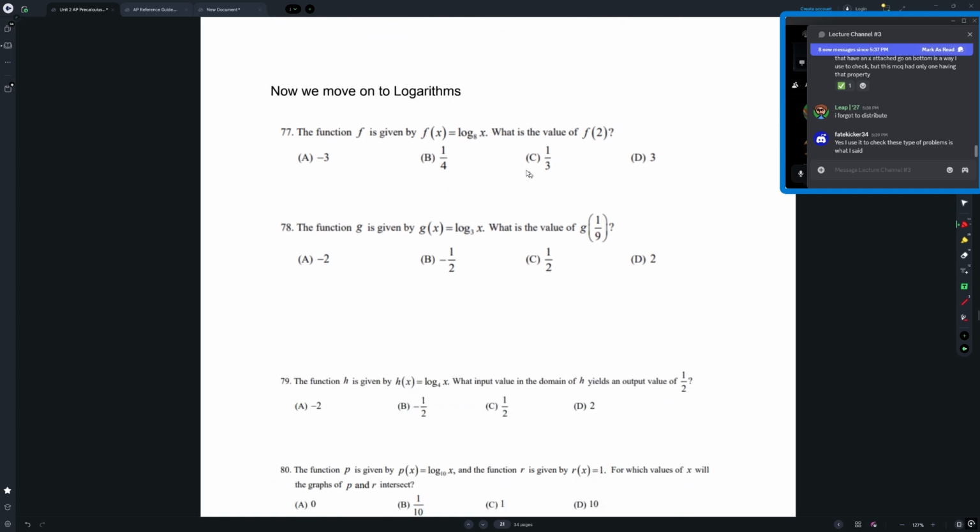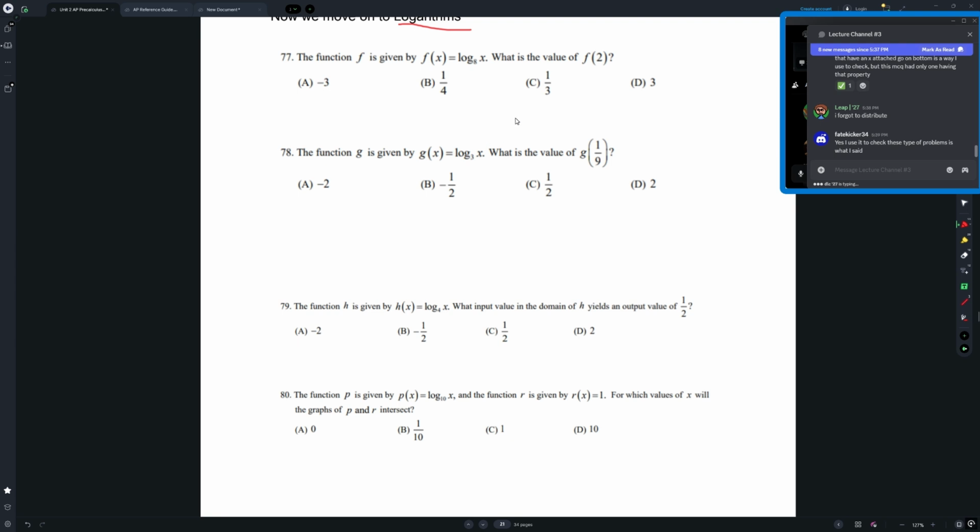Now we move on to logarithms. So first solve these four. We'll do all 4 questions. I'll give you I guess 5 minutes. I'll be back in 5 minutes. I've got to go get some water.